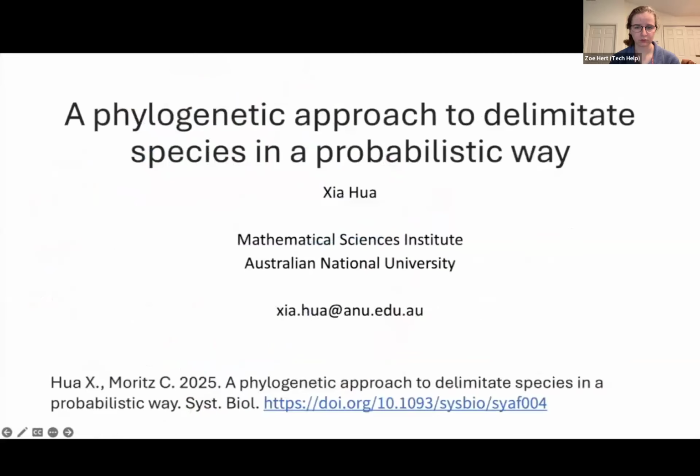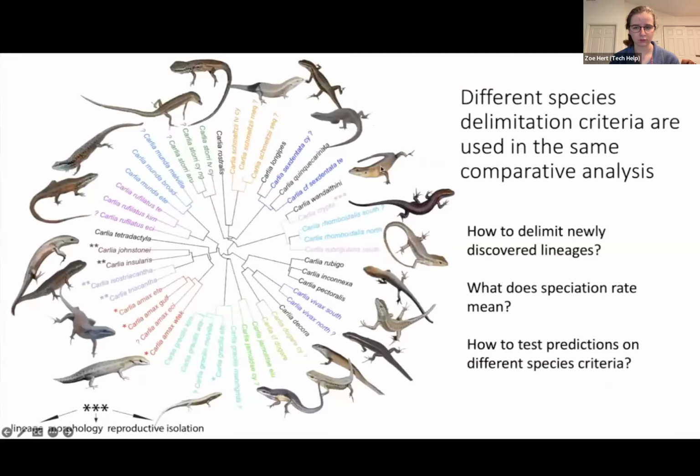The motivation of the study comes from an observation that has bothered me for a while. The observation is that people tend to use species that are delimited by different criteria in the same phylogenetic analysis. So, for example, this case study used in our paper gives a typical example. We have different species complexes in different colors. We also have the tip species in black, which are described by traditional taxonomy, which means if we look at an individual by its morphology, we are able to tell what kind of species it is.